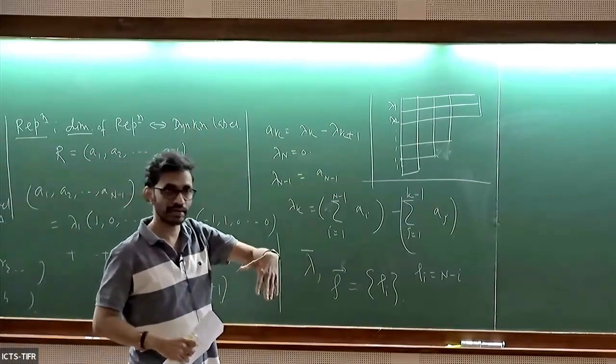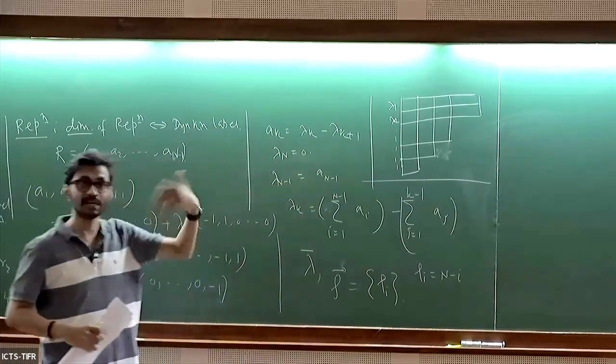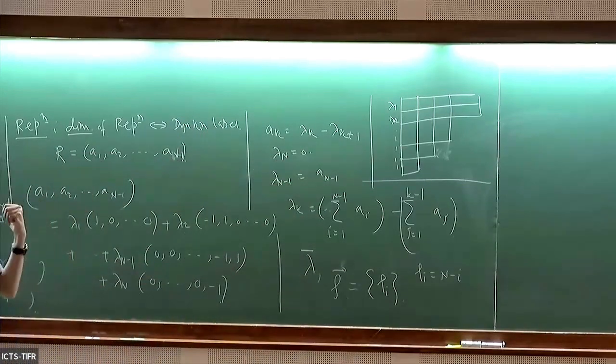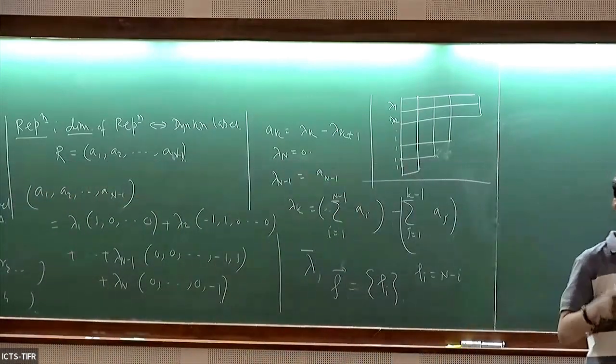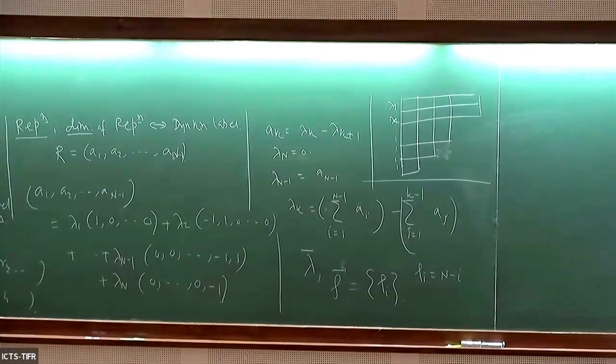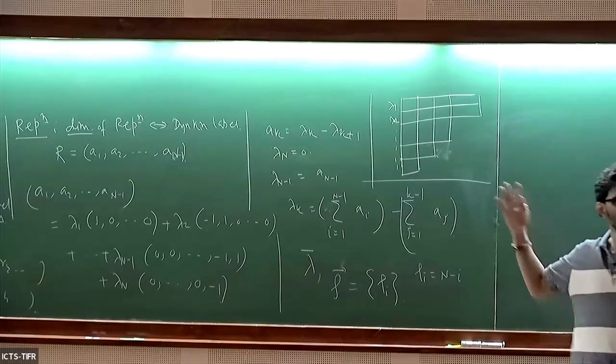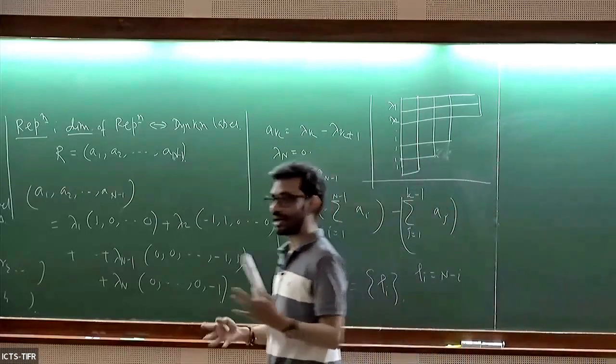In this way, you can even argue why lambda n is equal to 0. That's very easy to understand because for SUN, how many vertical boxes can you have at maximum? N minus 1. You do not have n boxes because that's a singlet. So that's why lambda n is 0. There's no box in the nth position. So diagrammatically, you can also understand why my lambda n is 0.